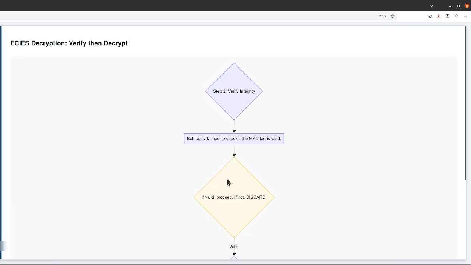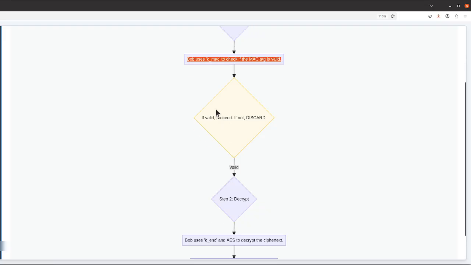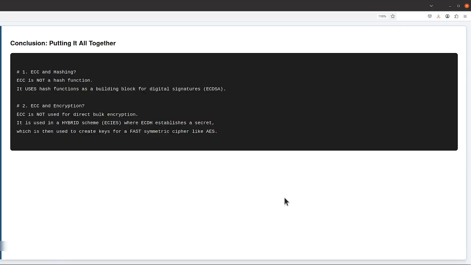ECIES decryption. Verify, then decrypt. Now that Bob has the symmetric keys, he performs the final steps. First, and this is very important, he uses the K_MAC key to calculate his own MAC of the ciphertext he received. He compares his calculated MAC with the MAC Alice sent. If they don't match, he knows the message has been tampered with and he discards it immediately. If they do match, he knows the message is authentic. Only then does he proceed to use the K_ENC key with AES to decrypt the ciphertext and recover the original plaintext message.